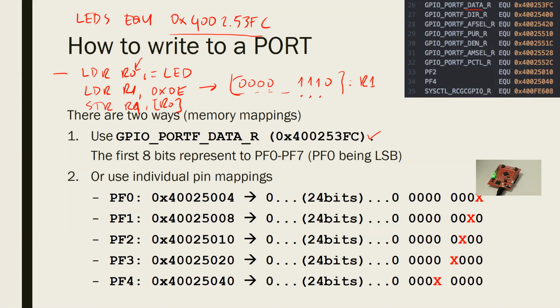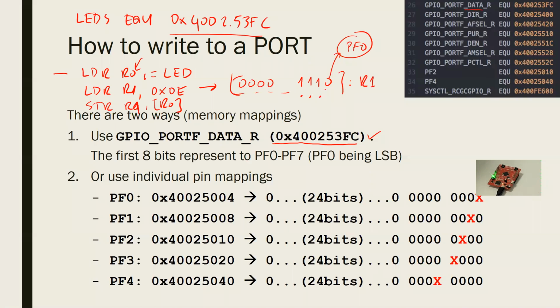And finally, I do STR R1, to where R0 points. R0 is pointing to the LEDs. So if I write this value to this address, since this address is pointing to the data register of port F, these values will be written to the pins of port F. So this will be written to PF0 if that pin is configured as an output pin.